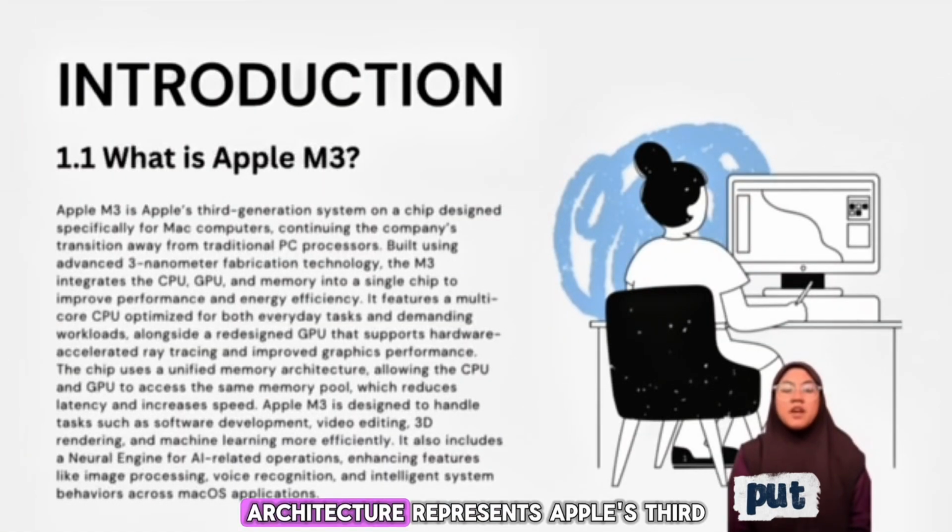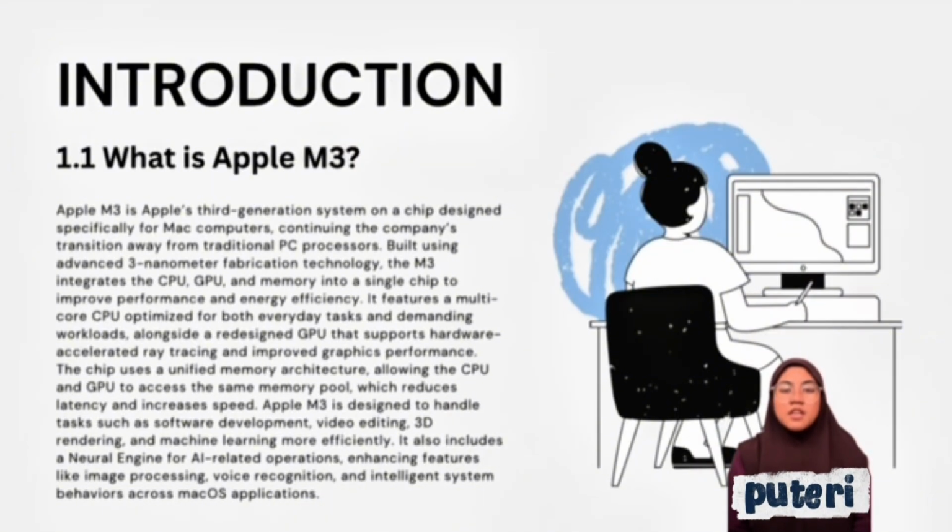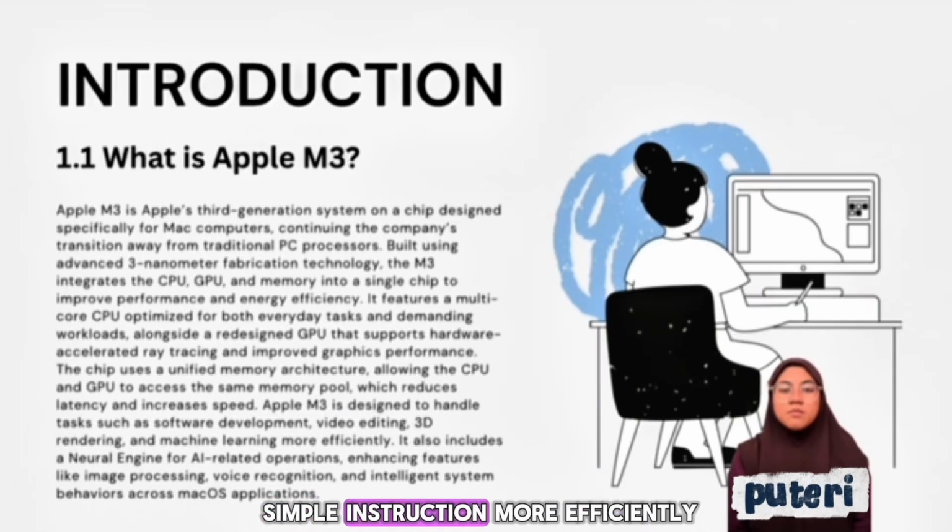The Apple M3 architecture represents Apple's third generation of desktop-class ARM-based processors designed under the Apple Silicon program. Apple announced the M3 on October 30, 2023 at its Halloween-themed Scary Fast online event, along with models of the iMac and MacBook using the M3. Unlike traditional x86 processors, the Apple M3 is based on the ARM Reduced Instruction Set Computing (RISC) philosophy, which focuses on executing simpler instructions more efficiently.